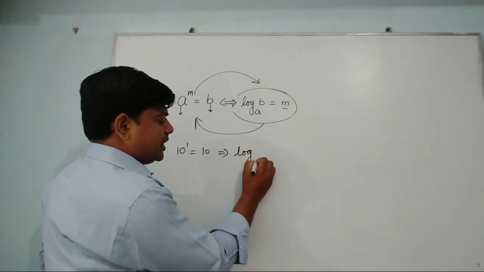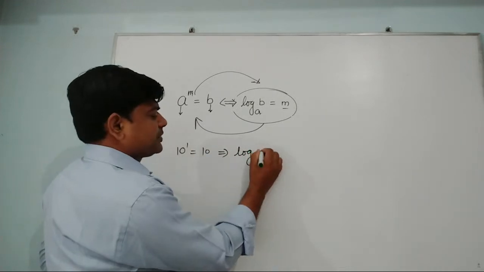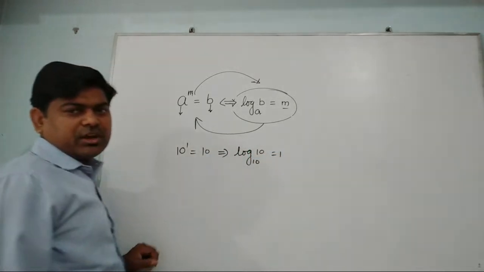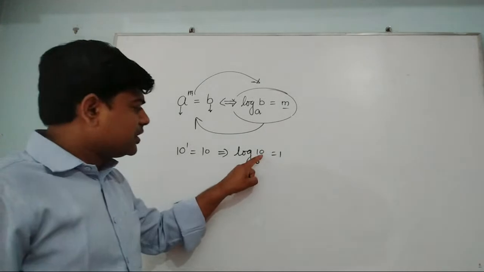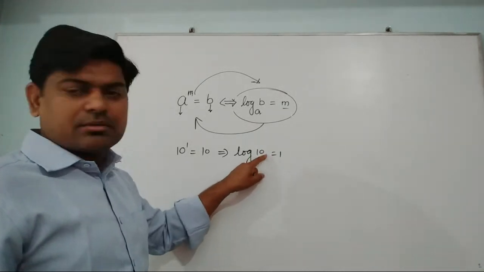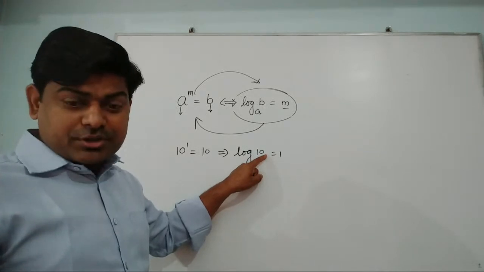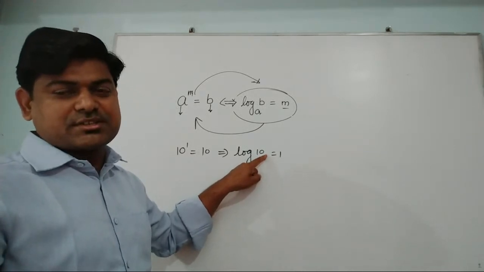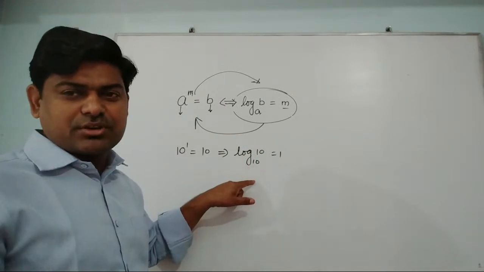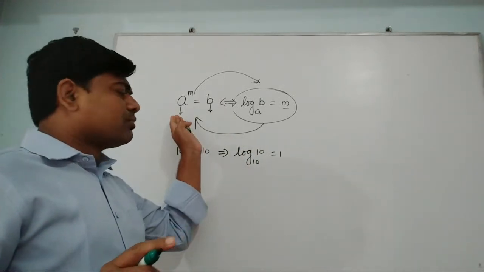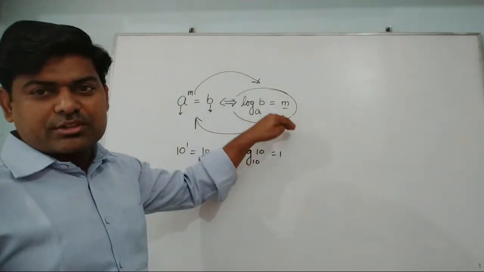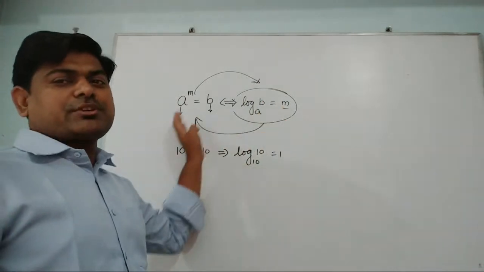This base will come as a base, they will interchange their place. So we had got one result, that if both the number and the base are the same, their value will be 1. These properties we will learn in the next exercise, but in this exercise there is only one thing: to convert from exponent to logarithm and from logarithm to exponent.